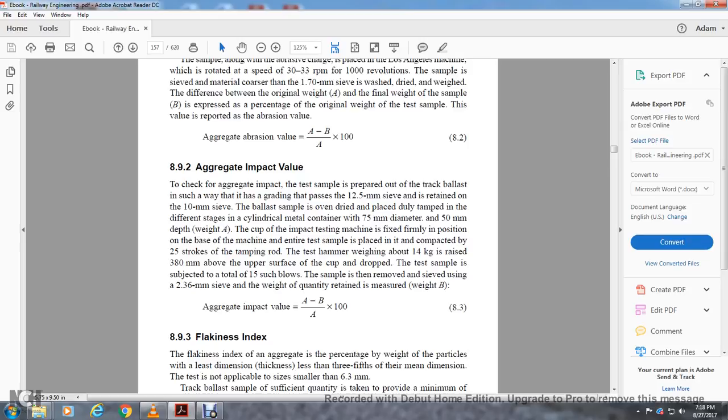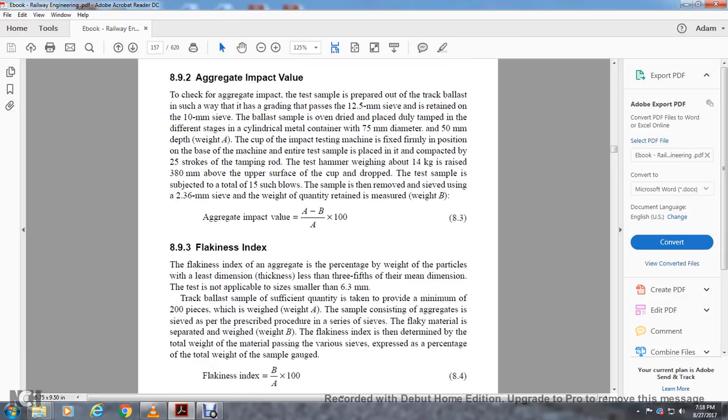The weight of the quantity retained is measured as weight B. Aggregate impact value is the weight of your ballast sample minus the measured quantity, divided by A, times 100. 8.9.3 Flakiness index.